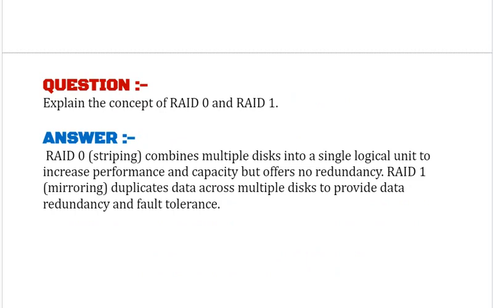Our interview question based on CompTIA A+ Core 1 is: explain the concept of RAID 0 and RAID 1. Your answer should be: RAID 0 striping combines multiple disks into a single logical unit to increase performance and capacity but offers no redundancy. RAID 1 mirroring duplicates data across multiple disks to provide data redundancy and fault tolerance.